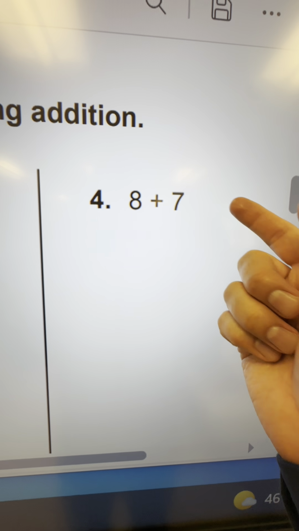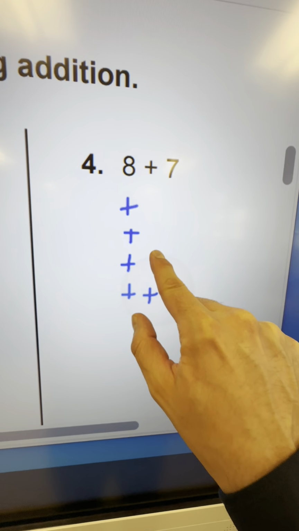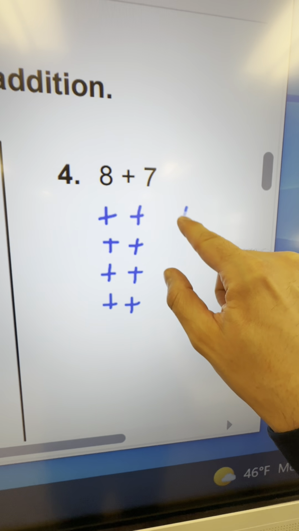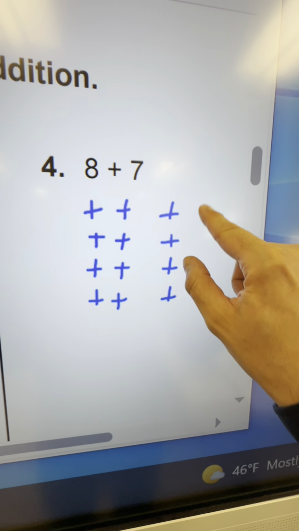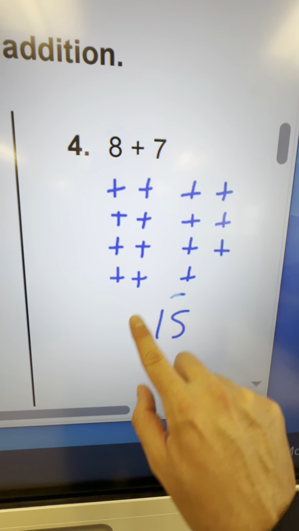And then last example in this row, 8 plus 7, you can see 8 positives. 1, 2, 3, 4, 5, 6, 7, 8. Add 7 positives. So that's 4, 5, 6, 7. Nothing cancels. So altogether we have a total of 15 positives.